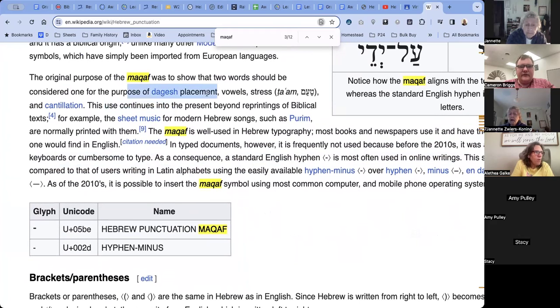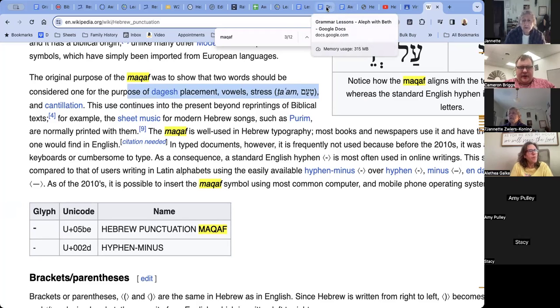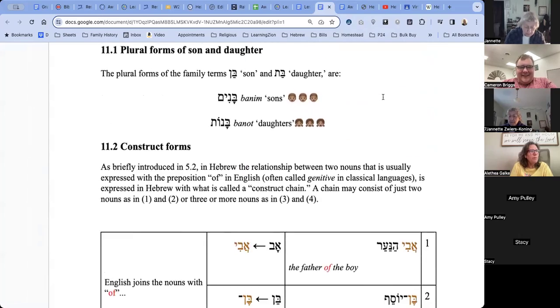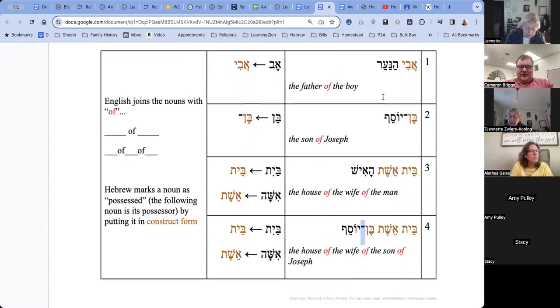You have it after ha and ze and stuff too. So it just has some grammar purposes that I'm sure we'll get into: dagesh placement, vowels, stress, and cantillation. That's Hebrew 202, not our 101 here.